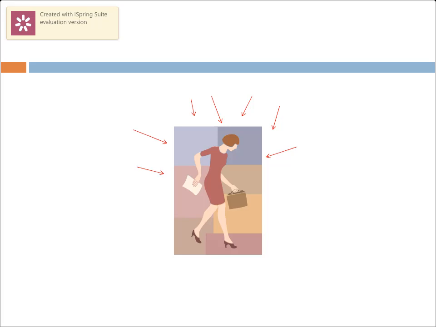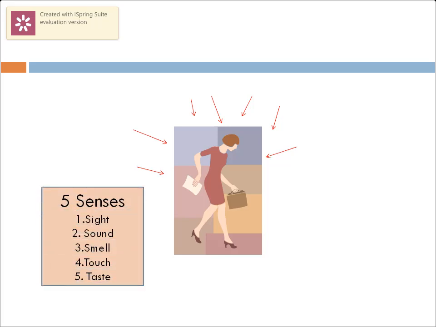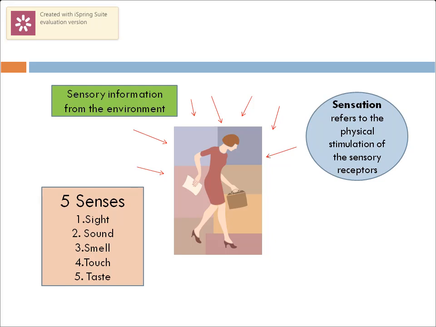For example, now here we find a woman, and there are many places from which there is an external stimulus coming to her. And the world around us is actually coming through her five senses, like the senses sight, sound, smell, touch, and taste. Now, this sensory information comes to all of us through the environment and it creates a sensation in us. Now, sensation is the physical stimulation of the sensory receptors like sight, sound, smell, touch, and taste.